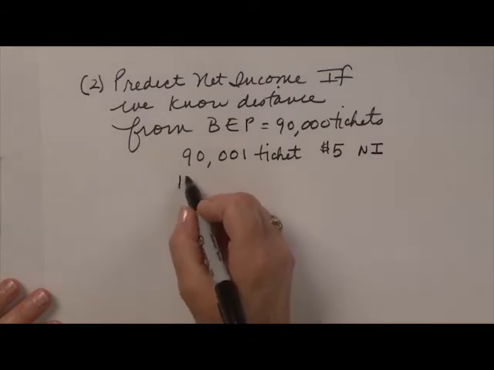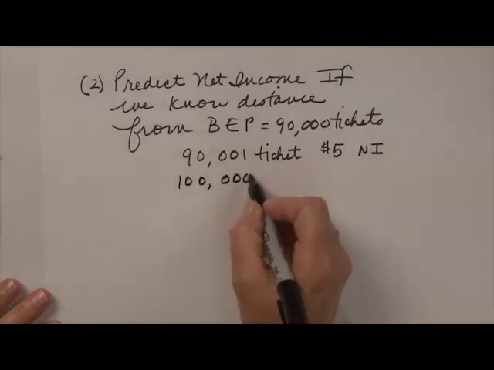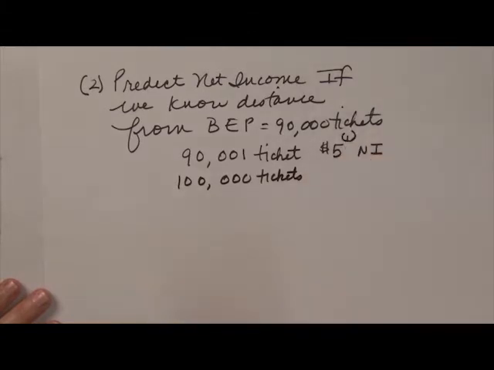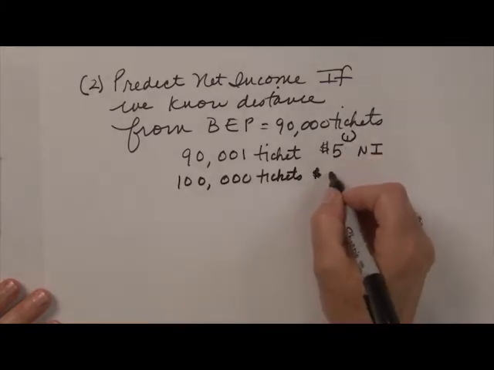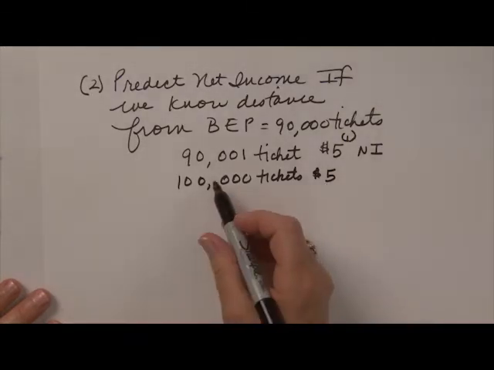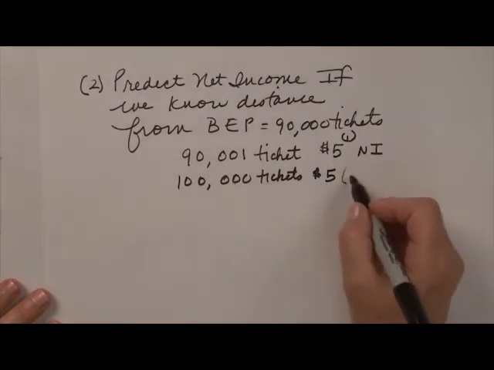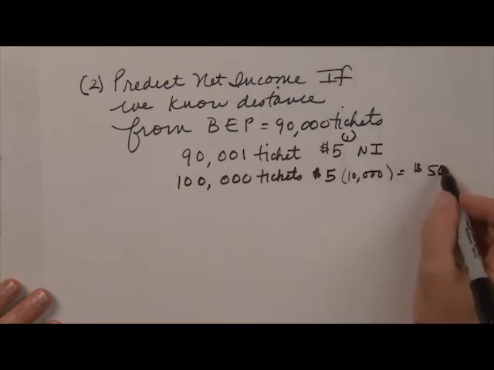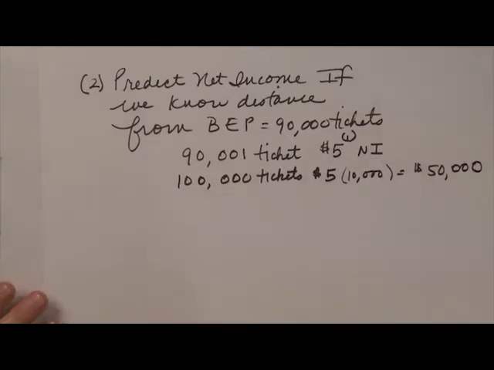What if we sold 100,000 tickets? Well, in this case, we're going to be able to predict net income by taking $5 times the distance past the break-even, which would be 10,000, and we would have net income of $50,000.